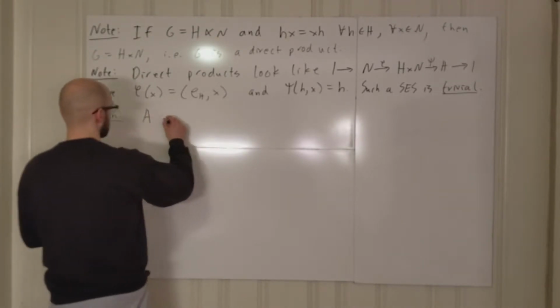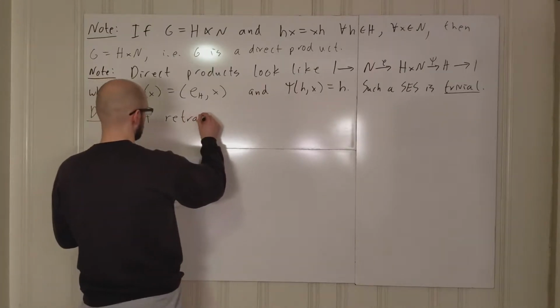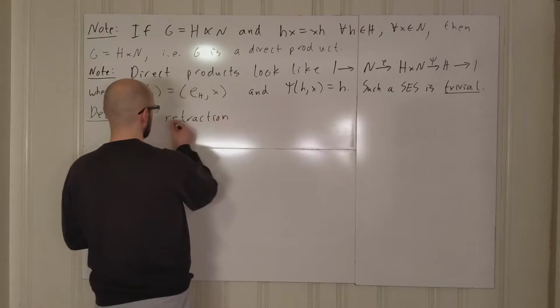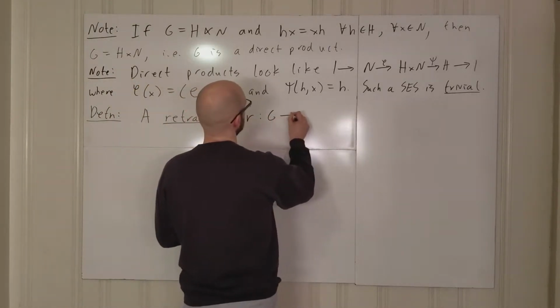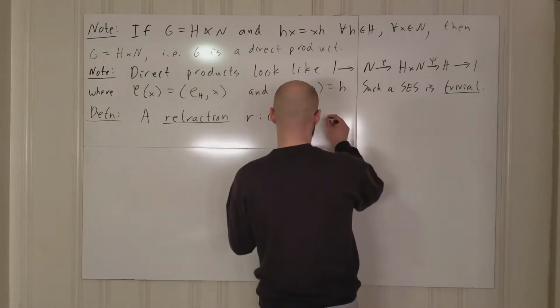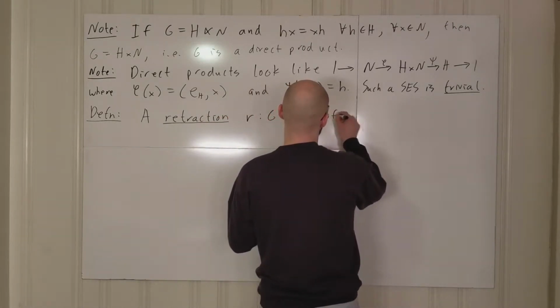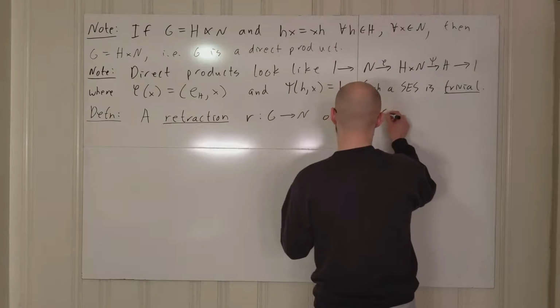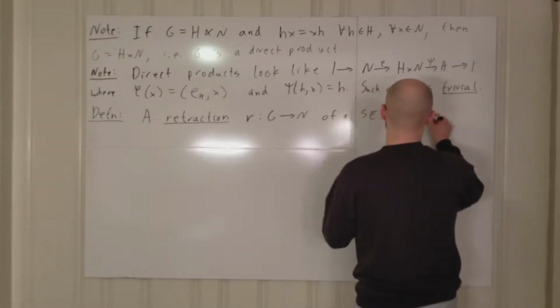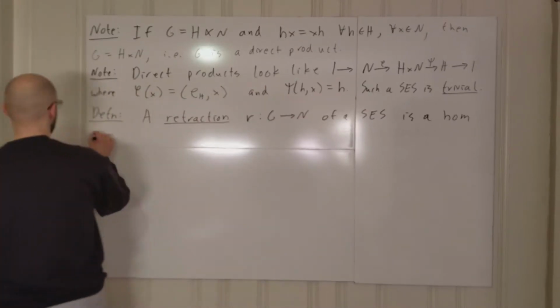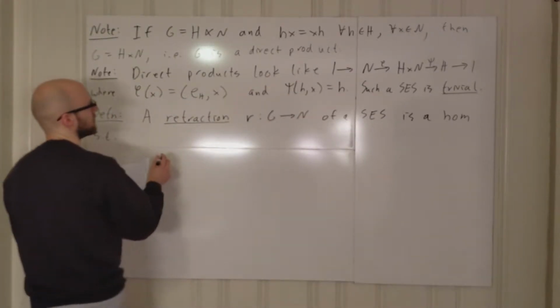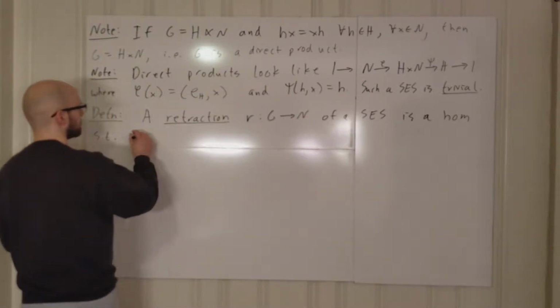So here what we say is a retraction r from G to N, a retraction of a short exact sequence, is a homomorphism such that, if we take, let's see here, which way I say it.